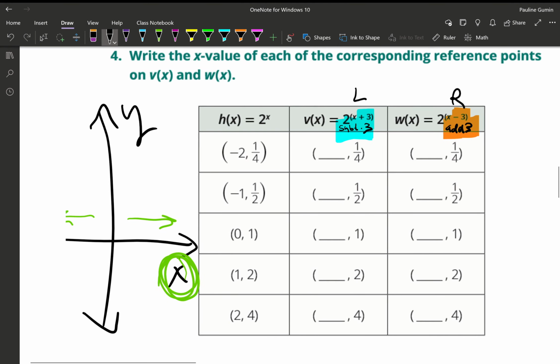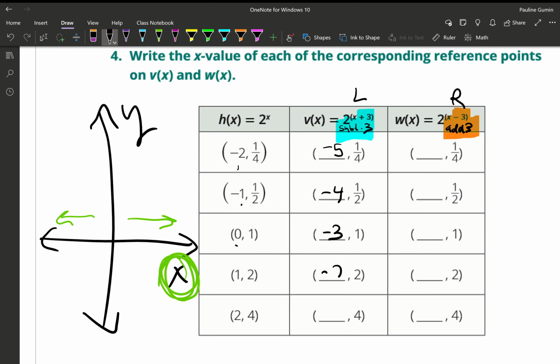Okay, now the nice part here is that our x's are whole numbers. Phew. All right, let's do this. Let's do the left one first. Negative 2 minus 3, negative 5. Negative 1 minus 3, 0 minus 3, 1 minus 3, and 2 minus 3. So there are our answers. Next, let's move h to the right instead. Negative 2 plus 3 is 1. Negative 1 plus 3, 0 plus 3, 1 plus 3, and 2 plus 3. So all of our x's got bigger. And that's exactly what we're going to write in number 5.